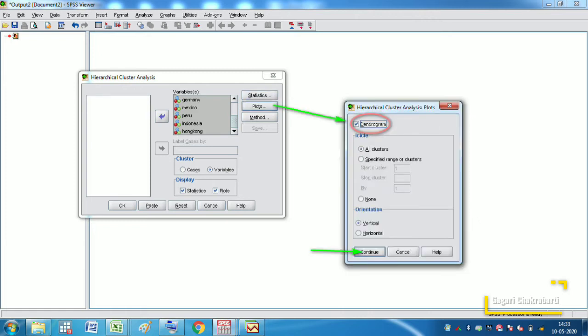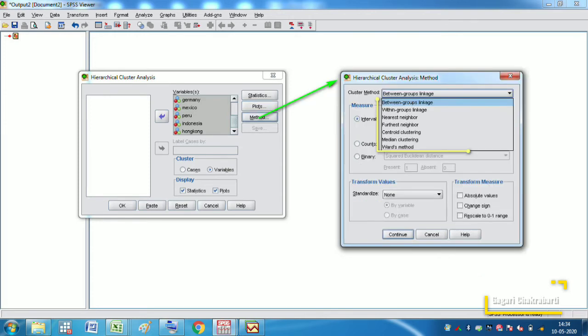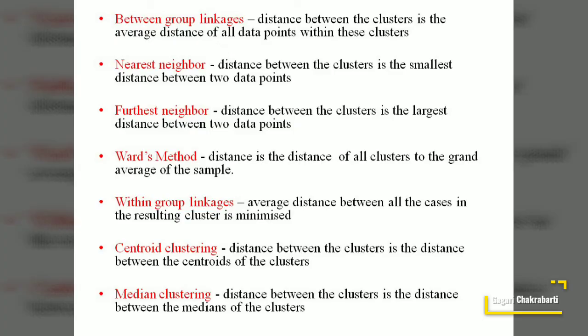Next, under plot, we select dendrogram. This is a graph that shows stages of cluster formation. Now we move on to the cluster methods. There are different methods in which similarity or dissimilarity may be measured. So these are the different methods that are used.